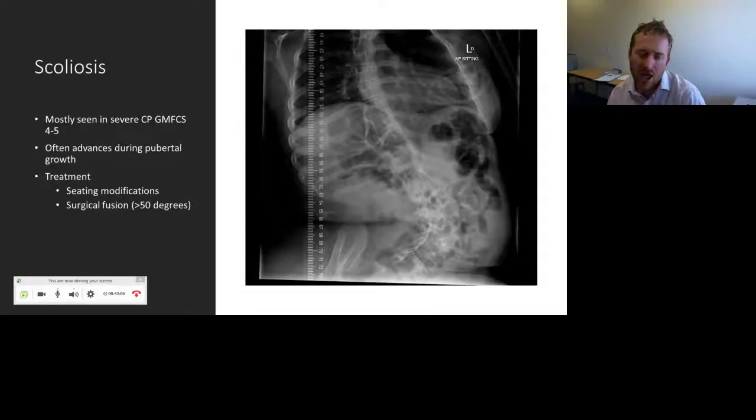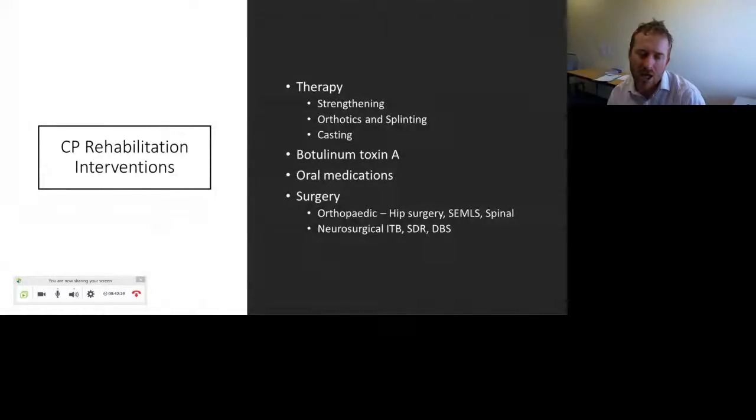And it's generally deferred as much as possible to the teenage years, because clearly most rods that are inserted do not grow and do not accommodate childhood growth. This young person went on to have surgical fusion sometime last year. So I want to talk now over the next 20 minutes or so about CP rehabilitation interventions.